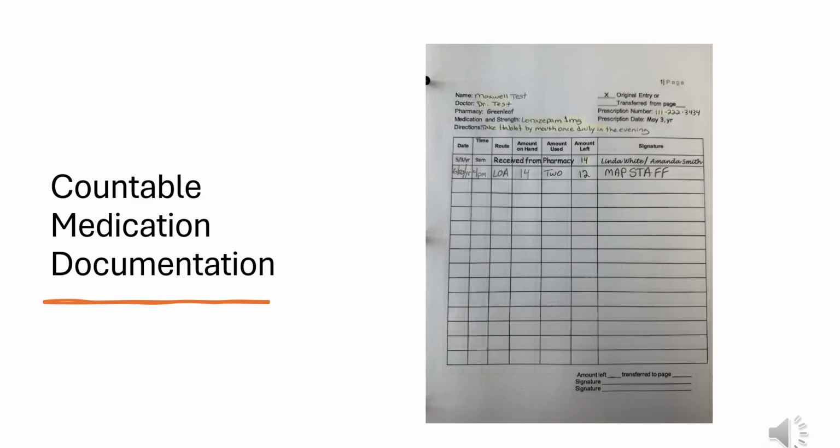Countable medications should generally be prepared last because they require additional documentation. Once the medication has been packaged, staff must document the amount sent home in the count book. Record the date, indicate that the medication was removed for an LOA, document the amount on hand, the amount sent, the amount remaining, and sign the entry according to policy.